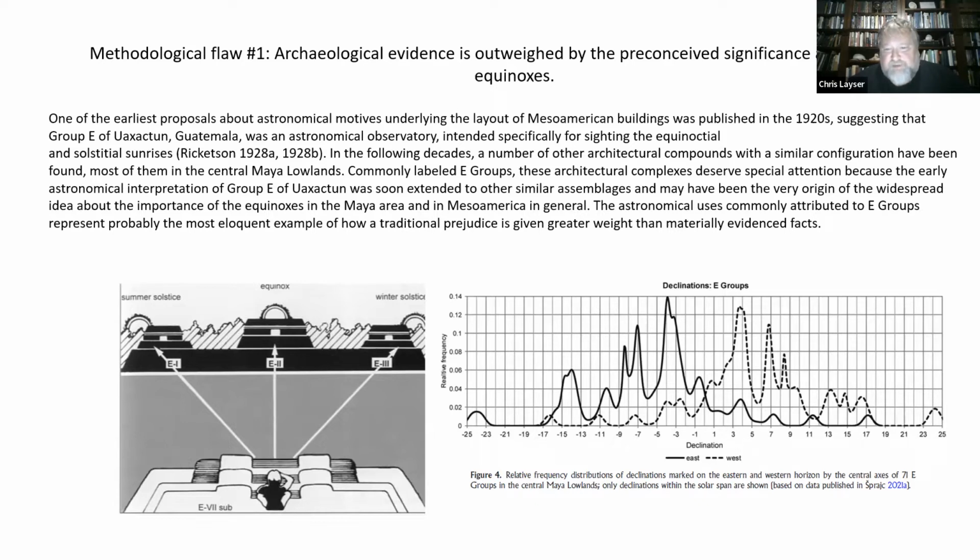So he went through Mexico, and I don't think he went into Belize, but he went to the rest of the lowlands, and he measured, I think, 78 E groups, and the declinations that he calculated are laid out here on this chart on the bottom right. If there was an orientation to the equinox, of course, it would show up at 0 degrees, and you can see here that there is really no peak that aligns to a declination of 0 degrees, which says these temples really did not line up to the equinox at all.